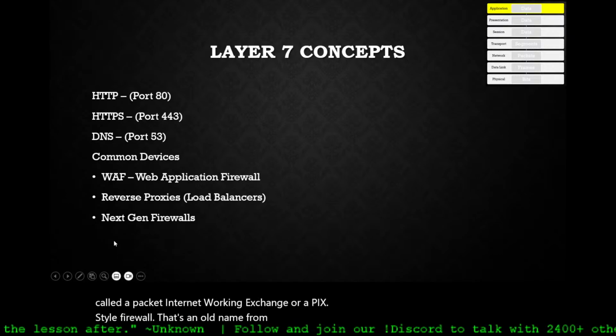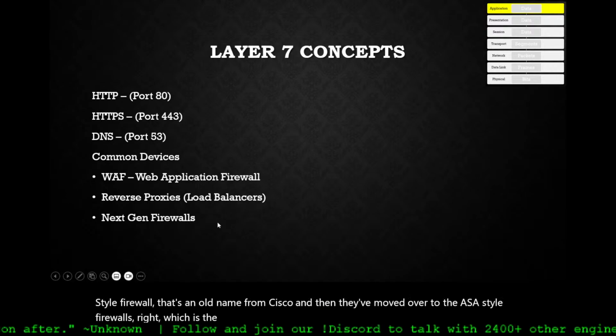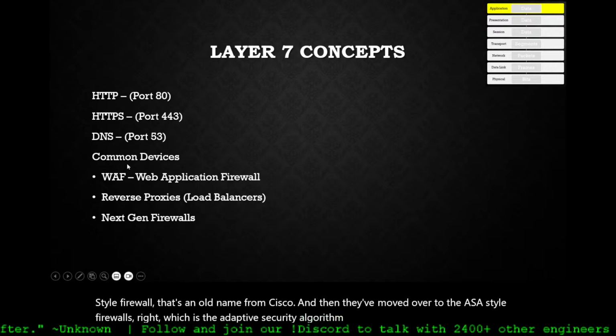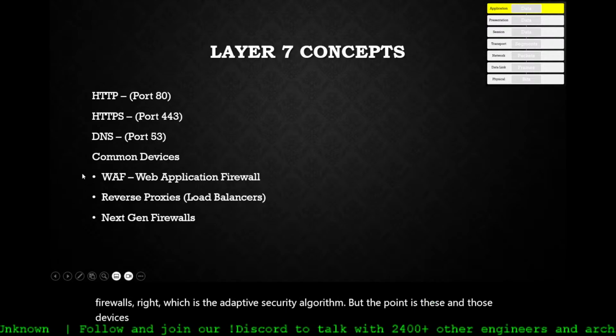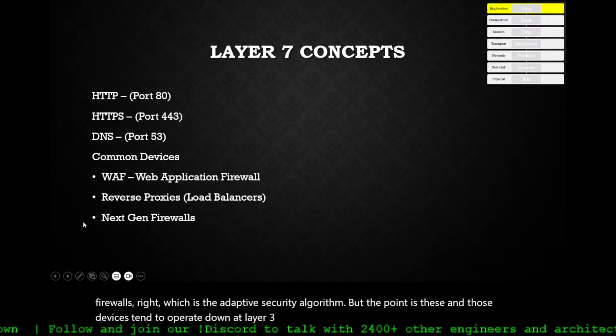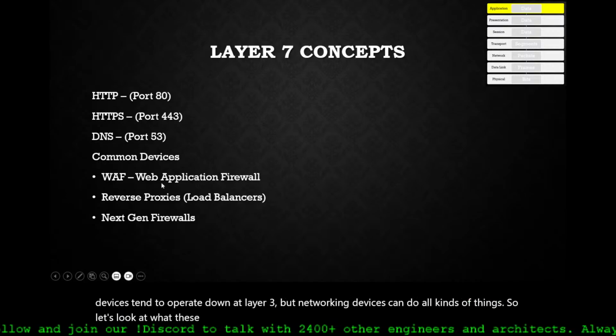And then they've moved over to the ASA style firewalls, right, which is the adaptive security algorithm. But the point is, these devices tend to operate down at layer 3, but networking devices can do all kinds of things. So let's look at what these ones are focusing on here.